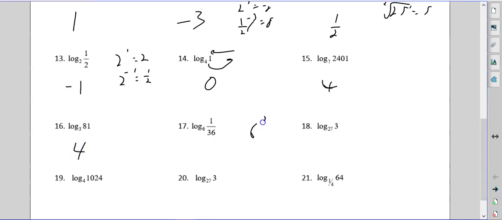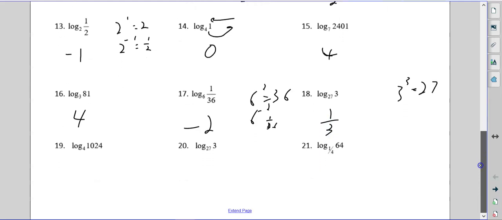Again here, 6 squared is 36. So 6 to the -2 is 1/36. So this is 1/2. Sorry, my bad. Not 1/2. Silly me, it's -2. 27 to the 3, we're getting smaller. Okay, so 3 cubed is 27. So that means we're getting smaller, so that's 1/3. We're taking the cube root of 27.